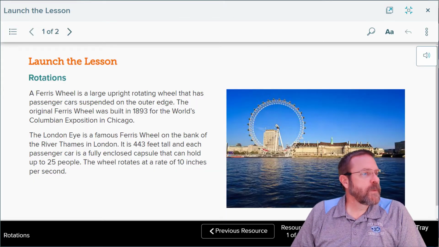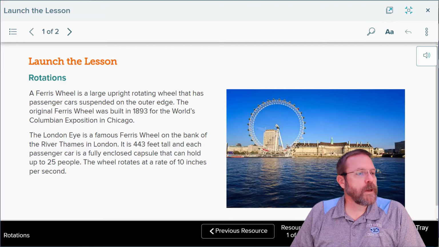A Ferris wheel is a large upright rotating wheel that has passenger cars suspended on the outer edge. The original Ferris wheel was built for the 1893 World's Columbian Exposition in Chicago. The London Eye is a famous Ferris wheel on the bank of the River Thames in London. It is 43 feet tall, and each passenger car is a fully enclosed capsule that can hold up to 25 people. The wheel rotates at a rate of 10 inches per second.